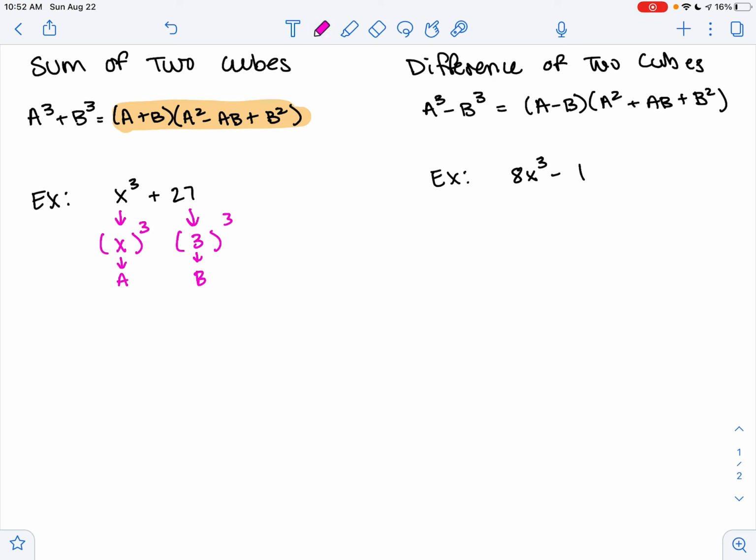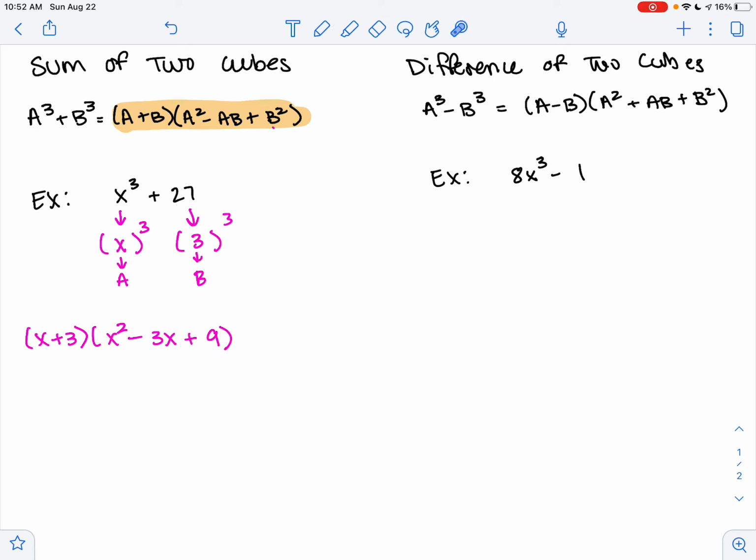So my first part of the rule is a plus b. So that would be x plus 3 times a squared. x squared is just x squared minus a times b. x times 3 is 3x plus b squared. 3 squared is 9.